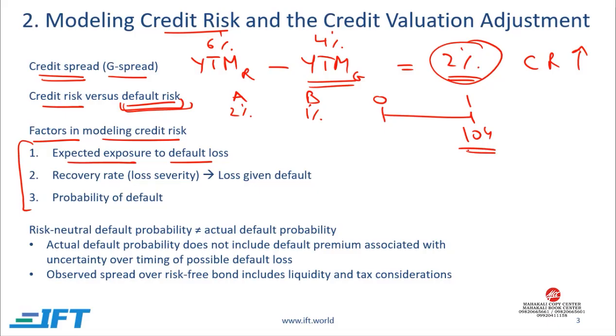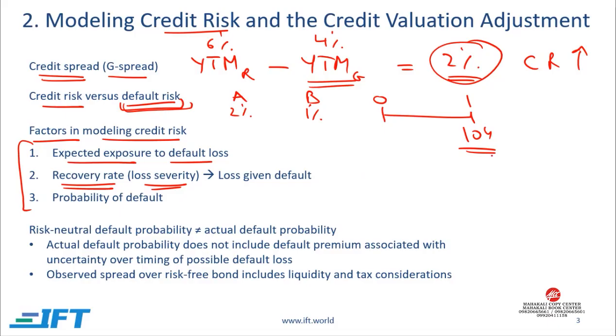This is the expected exposure because the worst case scenario is that there is a default and this amount is not paid. So 104 is the expected exposure. Next we come to the recovery rate. This is also called the loss severity. So if there is a default, then how much can be recovered and what is the loss?